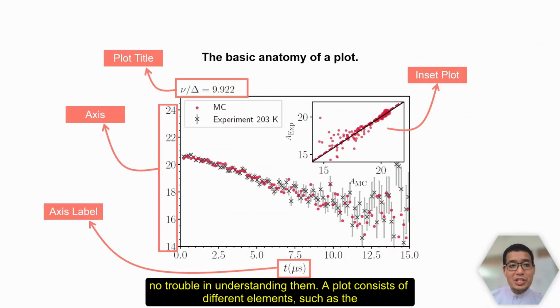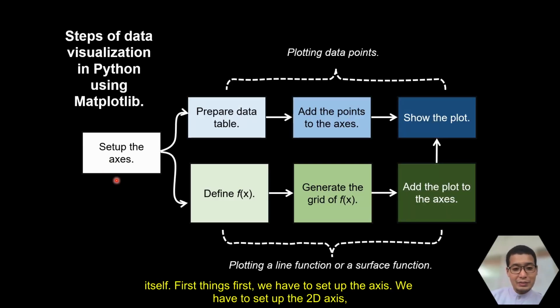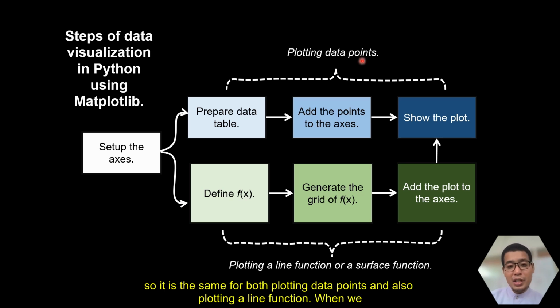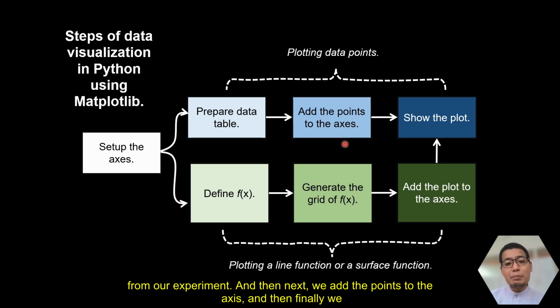A plot consists of different elements, such as the axis, the plot title, the inset plot, the axis label, and also the plot itself. First things first, we have to set up the 2D axis, so it is the same for both plotting data points and plotting a line function. When we focus on plotting the data points, we will need to prepare the data table, which comes from our experiment. And then next, we add the points to the axis, and then finally, we show the plot.